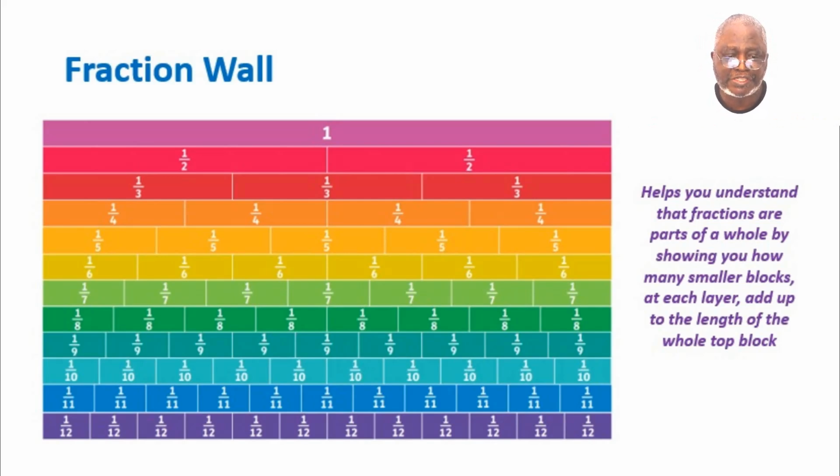The top wall sits on top of 11 levels of blocks. At each level, the blocks are divided equally into bits. So you have the top block divided into two, which is 2 halves, and then you have thirds, fourths, fifths, sixths, sevenths, right down to 12ths. But they're all divided equally and they're put together so they're equal to the top block.